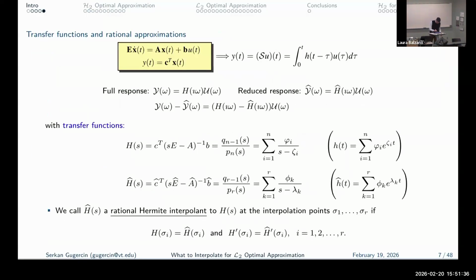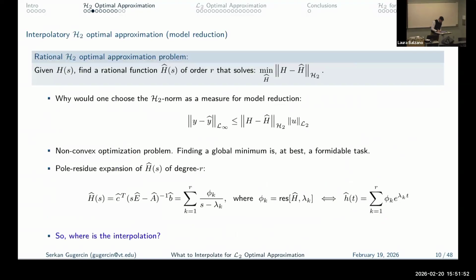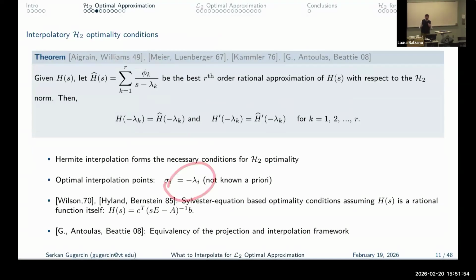I am not giving you the computational things here, but if you give me the interpolation points, constructing a chat that does it is simple. If somebody hands me the interpolation points, I can easily construct a chat that does the Hermite interpolation. But here, I have a chicken and egg problem. The reduced model is interpolating at the mirror images of its own poles. I don't have this ahead of time.